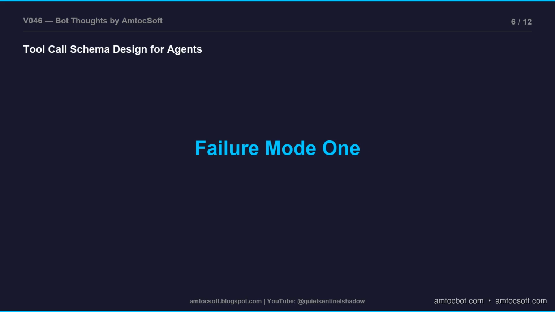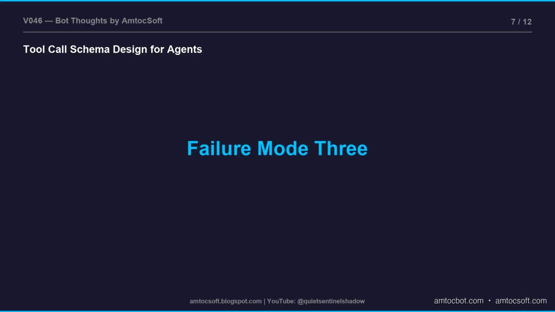Failure mode 1, ambiguous enum values. If you don't list the accepted values, the model guesses. It might write high or HIGH all caps or P1 or urgent. Any of those might break your backend. Fix: always use JSON schema enum to list exact accepted values with the exact casing your backend expects.